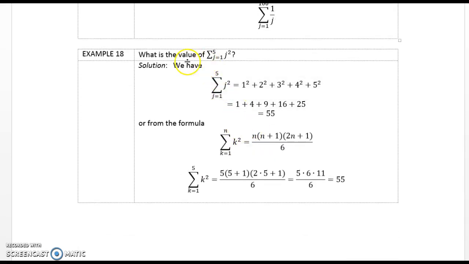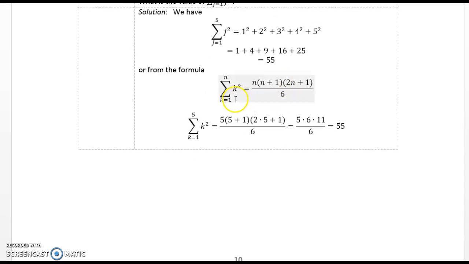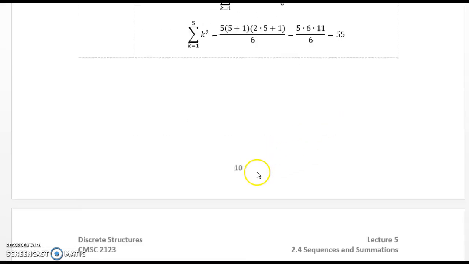What is the value of the sum of j from j equal 1 to 5 of j squared? We have the sum from j equal 1 to 5 of j squared is 1 squared plus 2 squared plus 3 squared plus 4 squared plus 5 squared, which is equal to 55. Or, from the formula, the sum of k equal 1 to n of k squared is n times the quantity n plus 1 times the quantity 2n plus 1 all over 6. And we arrive at the same value.